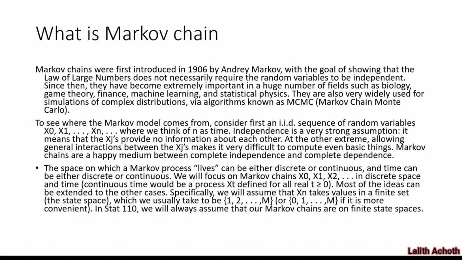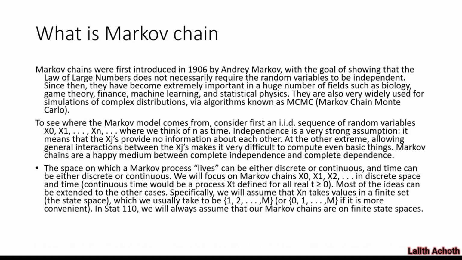Markov chains come from independent and identically distributed sequences of random variables, x0, x1, x2, xn, where we can think of n as time, right? So with time, you go on moving. Independence is a strong assumption. It means that xj provides no information about the others. At the other extreme, allowing general interactions between the xj's makes it very difficult to compute even the basics. Markov chains are a happy medium between complete independence and complete dependence.